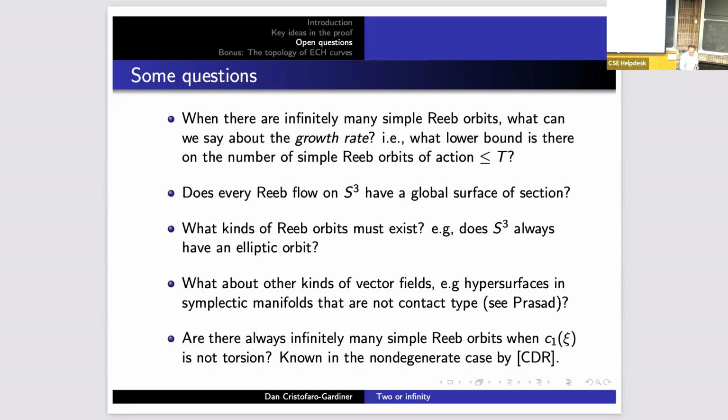And then there was also this question about what if C1 is not torsion? There the conjecture would be that there's infinitely many simple orbits. So yeah, I think I'll stop there.